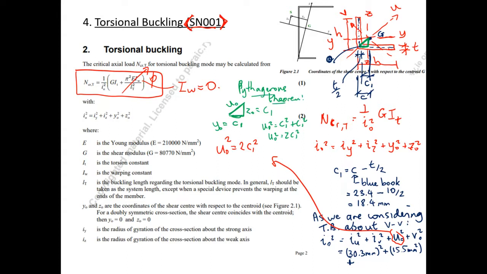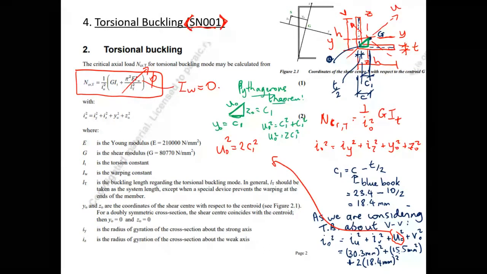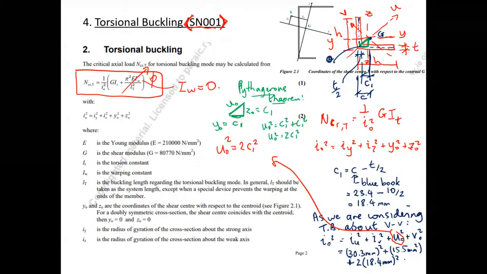Okay, so that's how we got that U naught value. So I'll put in U naught squared here, 2 times C1 squared, with C1 being 18.4 millimeters squared. And V naught is just equal to 0.